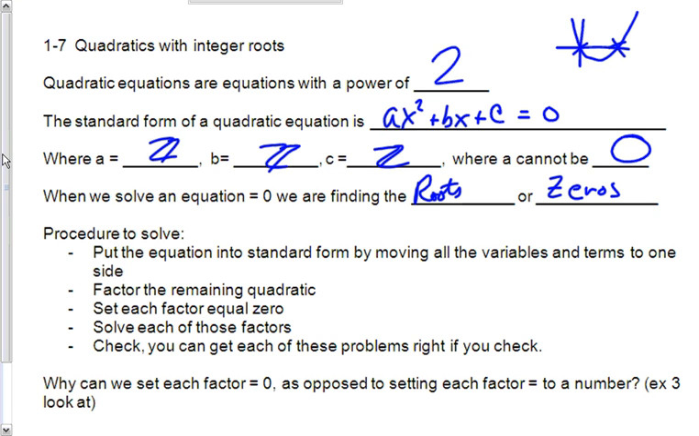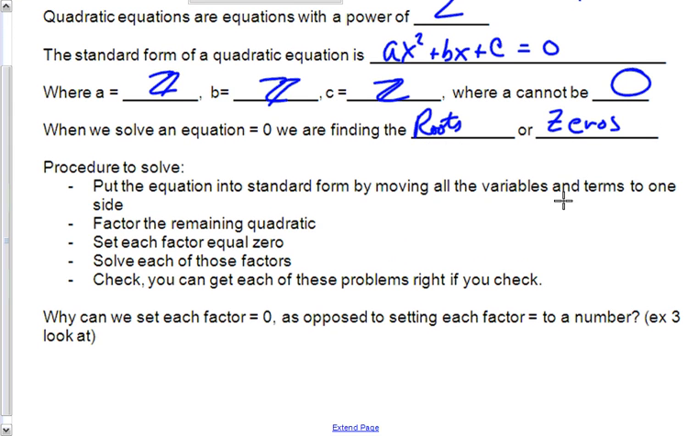So here's your procedure. Put the equation into standard form by moving all the variables and terms to one side. You want it equal to 0. Then you're going to factor what's left. The ones we're going to do today will factor. That's why we do all the factoring practice. Step 3 is you set each of those factors equal to 0. Step 4 is, once they're equal to 0, solve for the variable. You should be able to check it with the original equation.